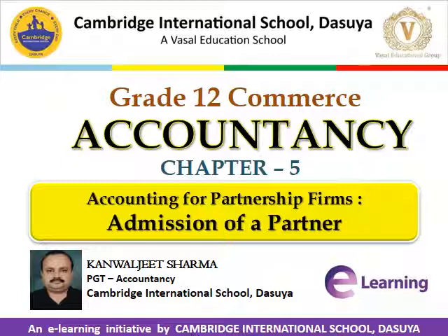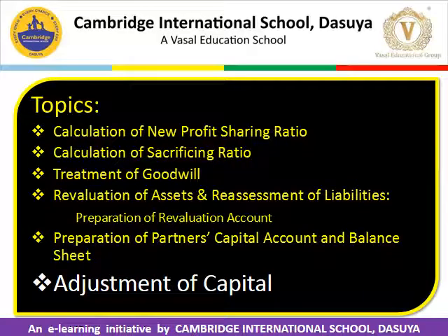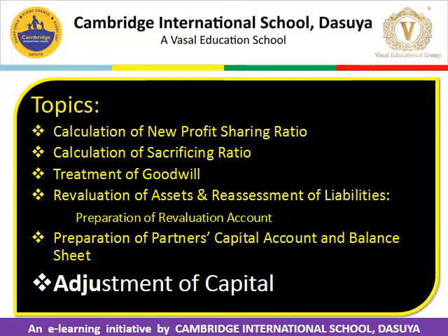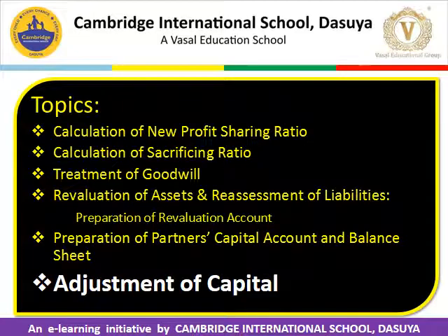Today we will complete the remaining topic of the chapter Admission of a New Partner. Students, as you know, we have completed the topics calculation of new profit sharing ratio and sacrificing ratio. We have also completed the treatment of goodwill and revaluation of assets and liabilities. After that, we have also completed the topic preparation of partners' capital account and balance sheet.